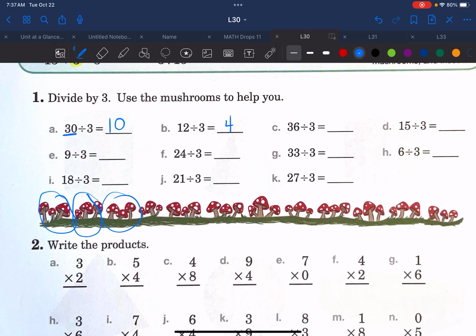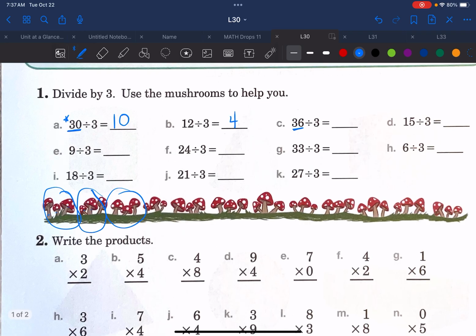4. Now this next one is going to be tricky because it's 36. And if you look over at the first one, we got to 30 and that was 10. So now I'm going to encourage you to count up. If 30 was 10, then one more group of 3 would be 33, then another group of 3, 34, 35, 36. So if this one over here was 10 groups, that means this is 11 groups, which makes this 12 groups. So 36 divided by 3 is 12.